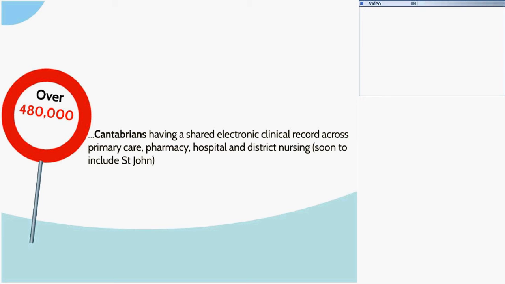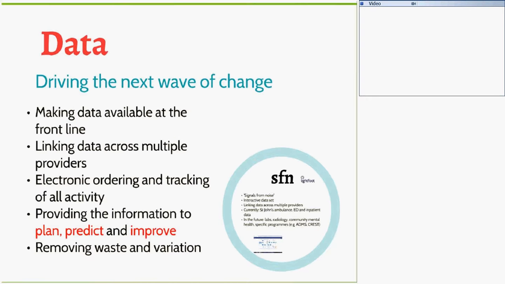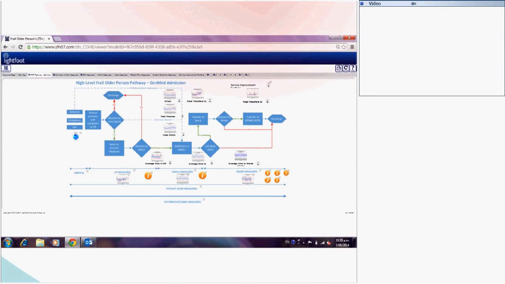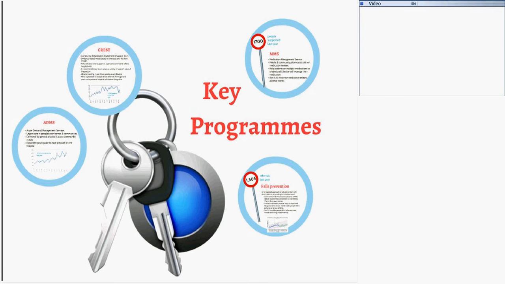We have made this system agnostic. What happens is data gets pulled from multiple different systems and creates a virtual health record. The other big investment we've done is the focus on data and using data to turn into information to plan, predict and improve what we're doing, and the focus on removing waste and variation. And we've done that through partnering with Lightfoot from the UK and using signals from noise, which has been really fundamental to bringing live information right to the fingertips of clinicians. Also, in terms of a whole range of different pathways with lots of different metrics, visibility of metrics at every step along the pathway.